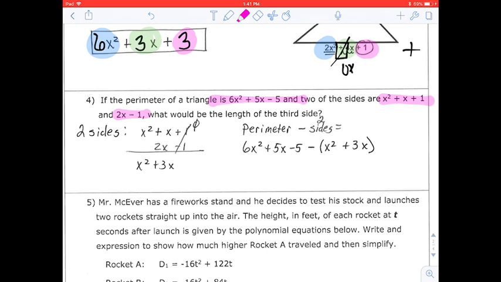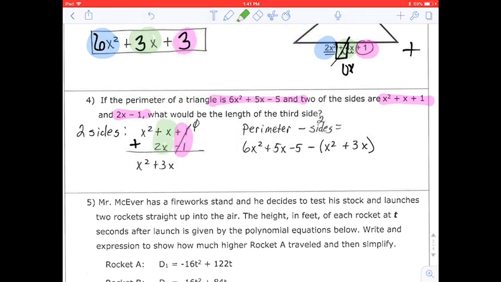When I'm thinking about perimeter, it means I am adding sides together. So I'm going to add what I know so far. x squared plus x plus 1 plus 2x minus 1. 1 minus 1 is 0. I'm not going to write that because plus 0 does not add any new or important information to my problem. Then I'm going to add my x's.